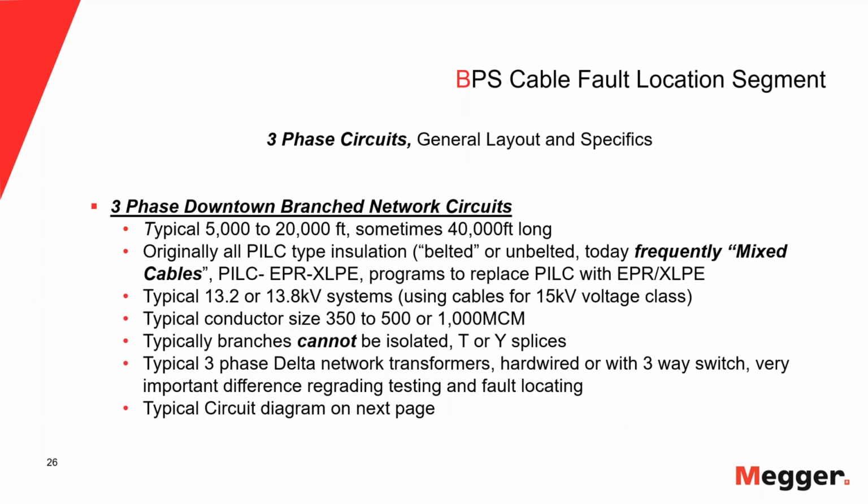So with that, I'd like to switch my presentation now and go to the three-phase downtown branch network circuits. And again, a couple of parameters of them: 5 to 20,000 feet, sometimes 40,000 feet. We're working with one customer who has 100,000 feet, but that's out of the ordinary, right? But most of these circuits are in that range.